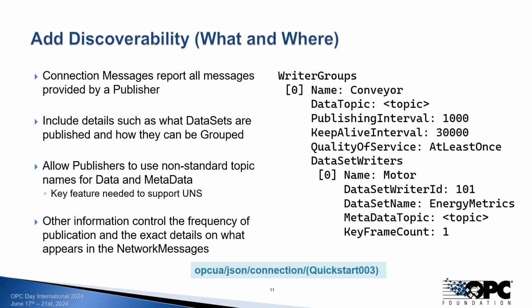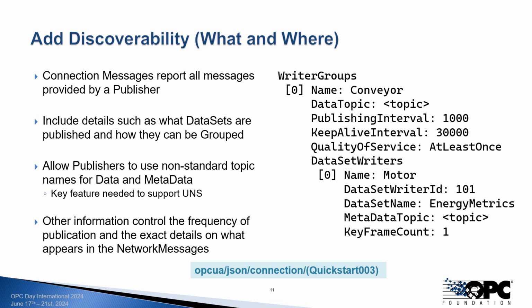So with the metadata, you are now able to completely understand the information that's coming in the data messages. But you still don't have any information about what exactly publishers are going to publish. And this is where the connection messages come in. So the connection messages basically tell the subscriber everything that a particular publisher is going to publish.